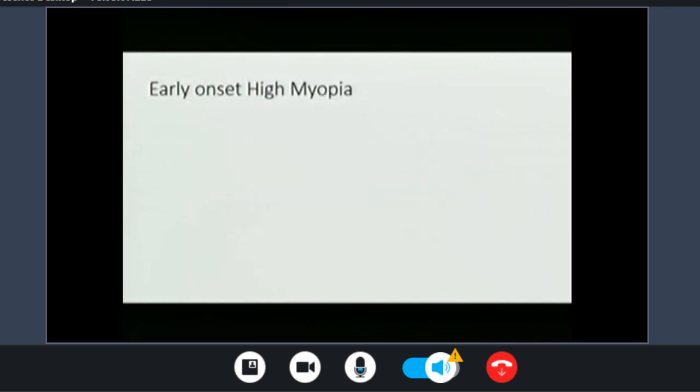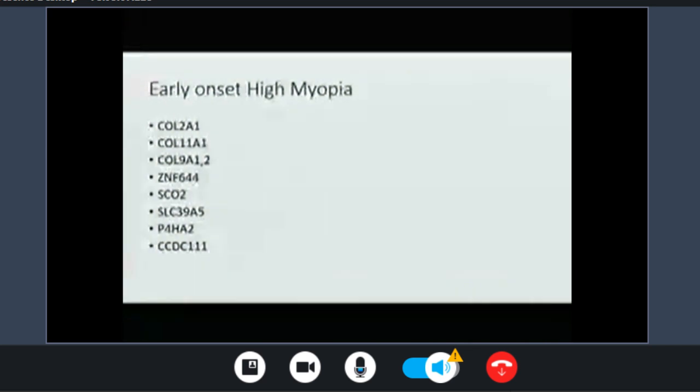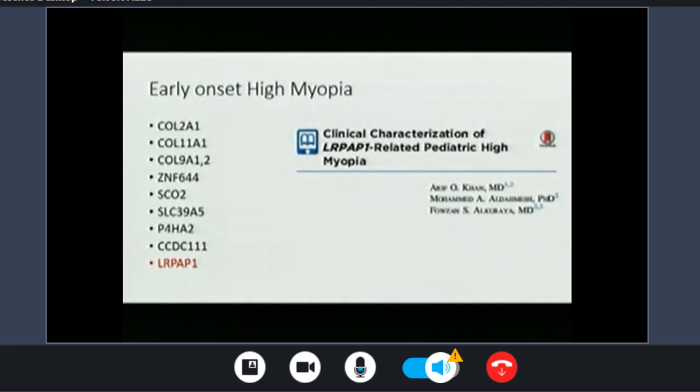So moving on to early onset high myopia. Not all patients with early onset high myopia are Stickler patients. Some of them are Stickler. Others have genetic mutations that are not well described or well characterized in the literature. But there is this genetic mutation, LRPAP1. This is important because it is autosomal recessive, and it was characterized by Arif Khan and his colleagues.